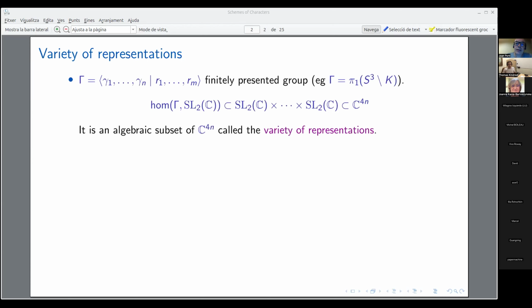Can you see the screen properly? Because I see many things. Okay, thank you. Because I'm not so used to Zoom, because we use Teams in my university.